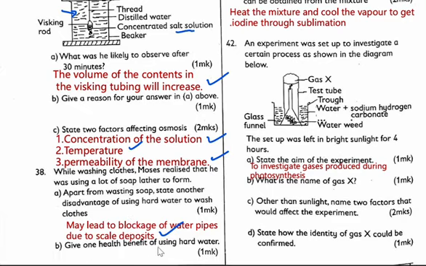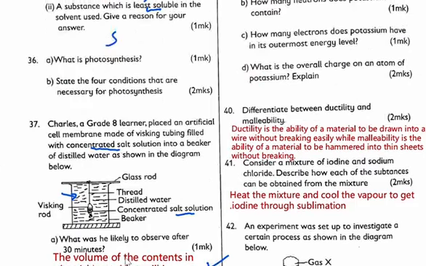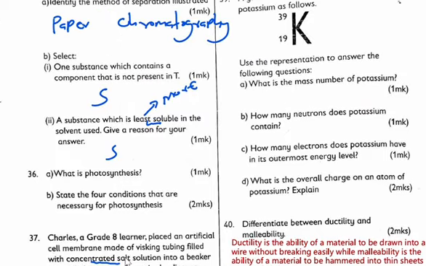Part B, give one health benefit of using hard water. Because we have said hard water contains calcium and magnesium ions, the calcium ions are very important in making the teeth and the bones strong. So we're going to say calcium ions make the teeth and the bones strong. This space is also very limited. So that is the answer: calcium ions make the teeth and the bones strong.